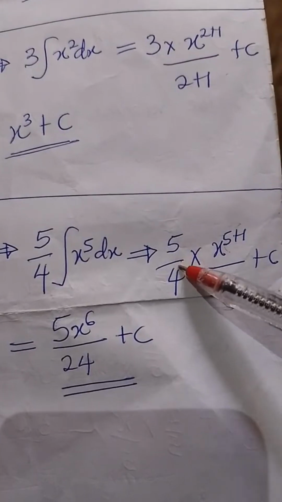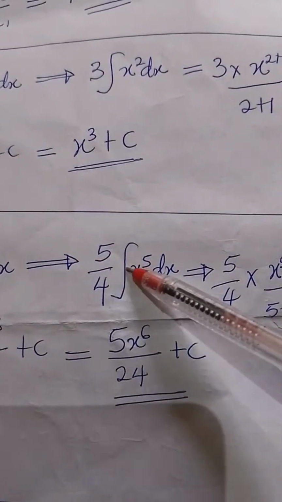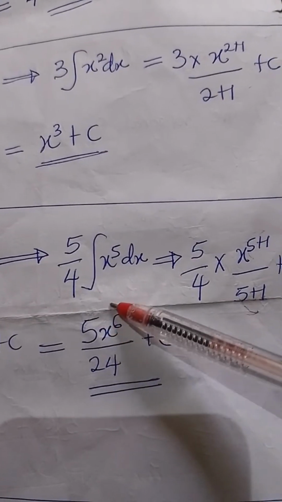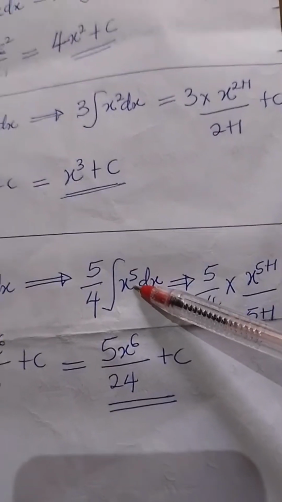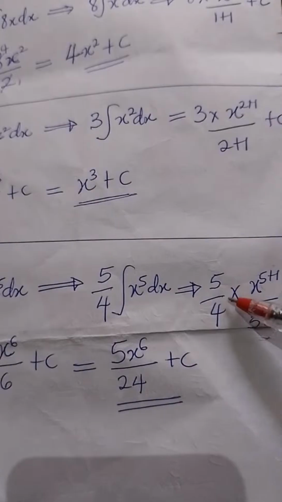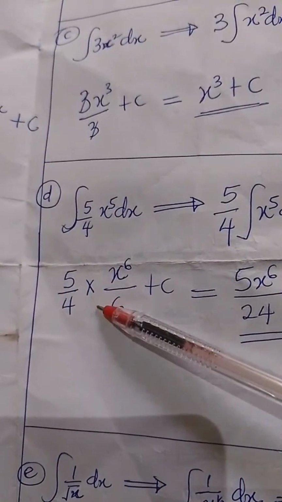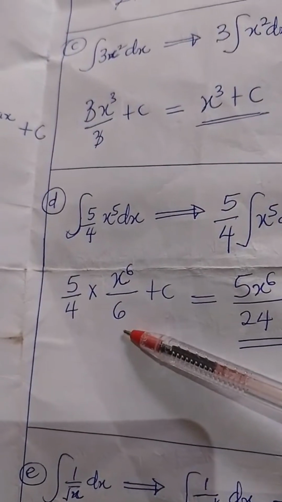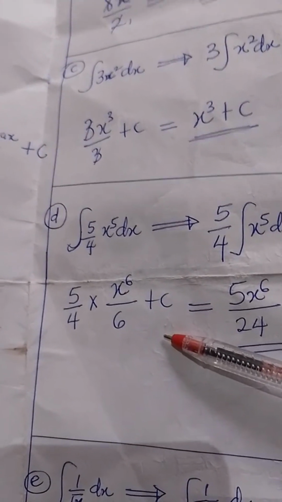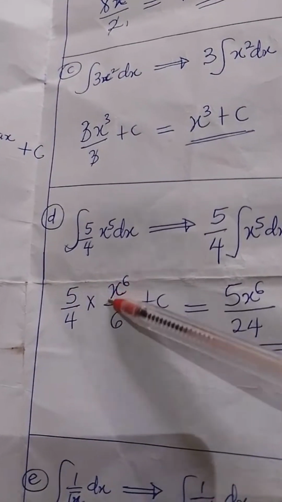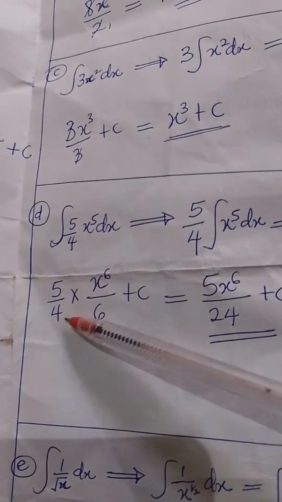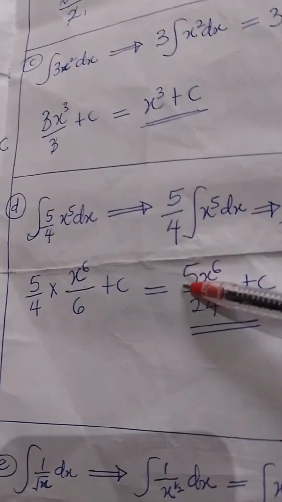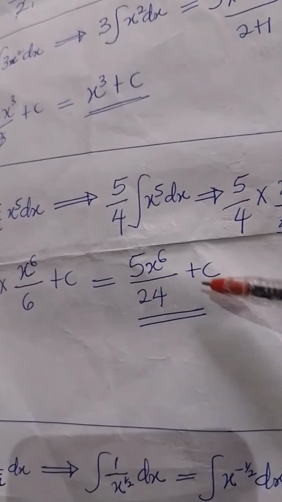Don't forget that this is still multiplying, because you only took it out to the back of the integral sign. So that you can integrate this x raised to the power 5. And what do you have after that? You have 5 multiplied by x raised to the power 6 over 6, then plus c. At the end of the day, you are going to have 5 times x raised to the power 6. Then you now have 4 times 6, you get 24. Since it's not divisible, you leave it like that, plus c. That's the final answer to that.